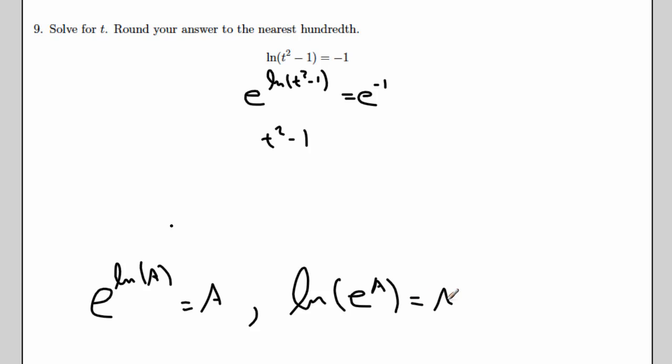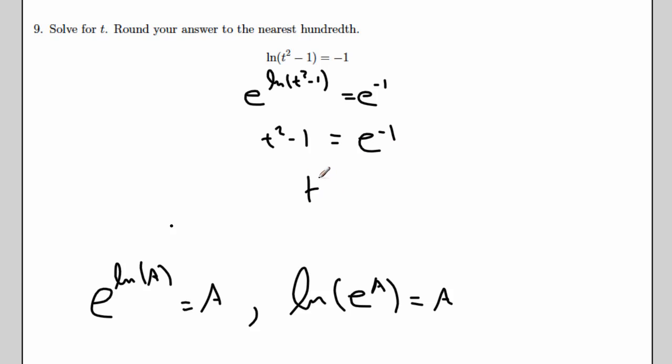is a. So the natural log undoes the e, and the e undoes the natural log. They're inverses of each other. So therefore, if I can get the exponentiation into the log equation, then I can get the e and the log to undo each other. So on the right-hand side, I just have e to the minus 1, which is just a number. You can use e to the minus 1 on your calculator, and it's 0.3 something. But the point is it's a number.